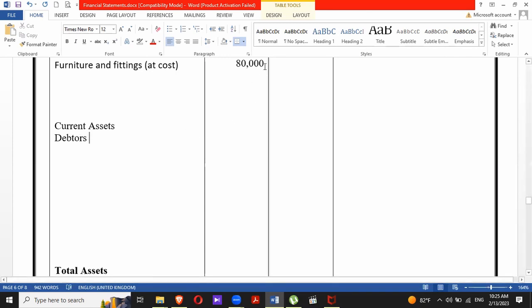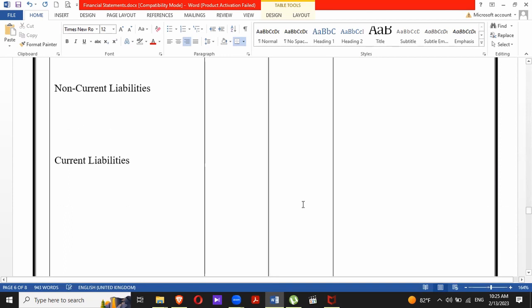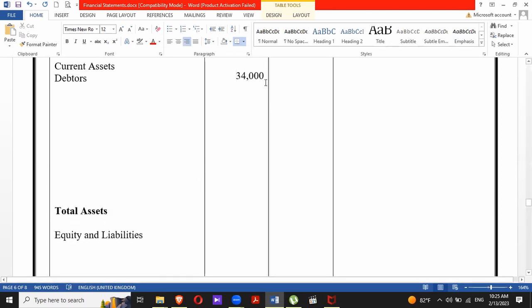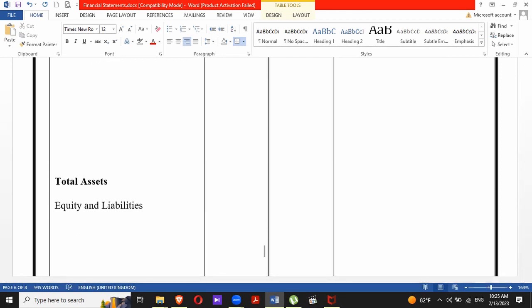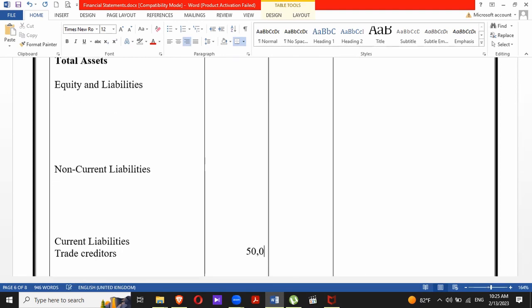Debtors 34,000. That also should be recorded in this column, 34,000. And trade creditors comes under current liability. Right, under current liability, trade creditors, that is 50,000. After this 34,000, under trade creditors comes under current liability. You can mention 50,000. Right.